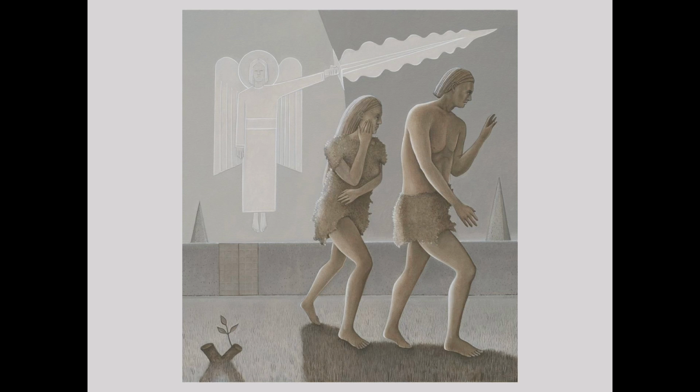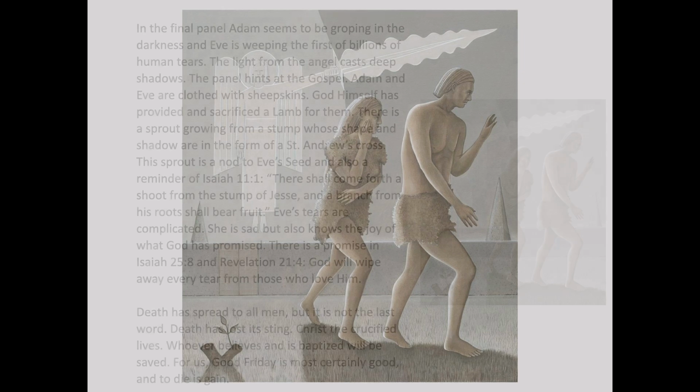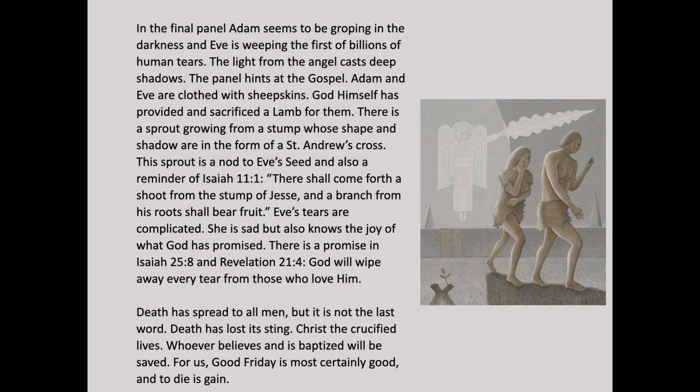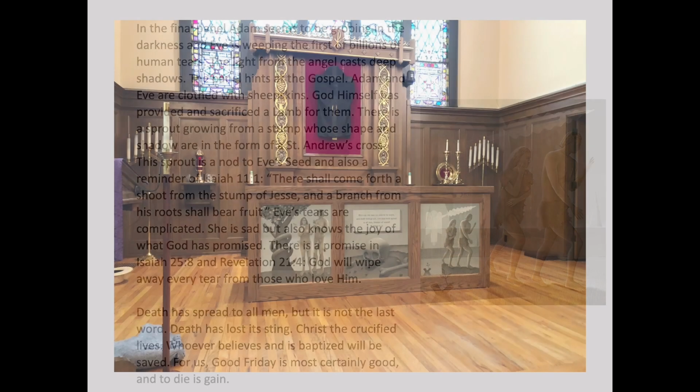And then with this one, that was accidental about the X. What did you say? Yeah. If you look in the bottom left, you can see there's a sprout growing, says Pastor Peterson, a sprout growing from a stump whose shape and shadow are in the form of St. Andrew's cross. The sprout is a nod to Eve's seed and also a reminder of Isaiah 11:1: there shall come forth a shoot from the stump of Jesse, a branch from his roots shall bear fruit. That was providence. Any questions?